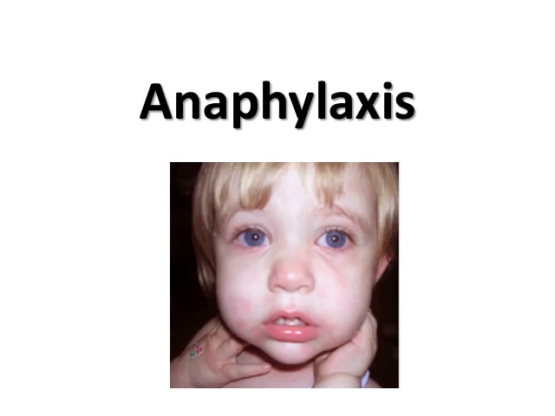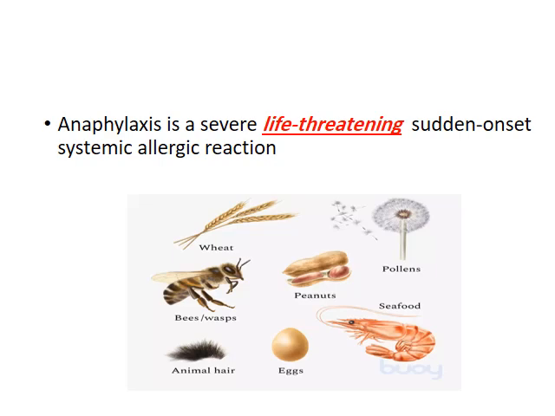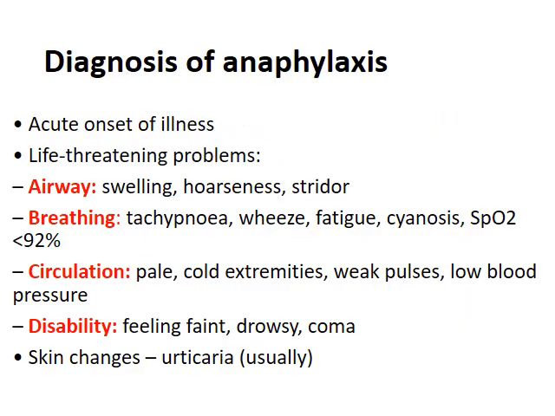The last topic with us is anaphylaxis. It's a severe life-threatening condition, a sudden onset systemic allergic reaction, triggered by different triggers. But the most important trigger in children is food, either peanuts, eggs, or milk, and this is common in children. Insect bites or pollens are more common in adults than children because children are not exposed like adults. To diagnose anaphylaxis, it is an acute onset of illness with a life-threatening problem.